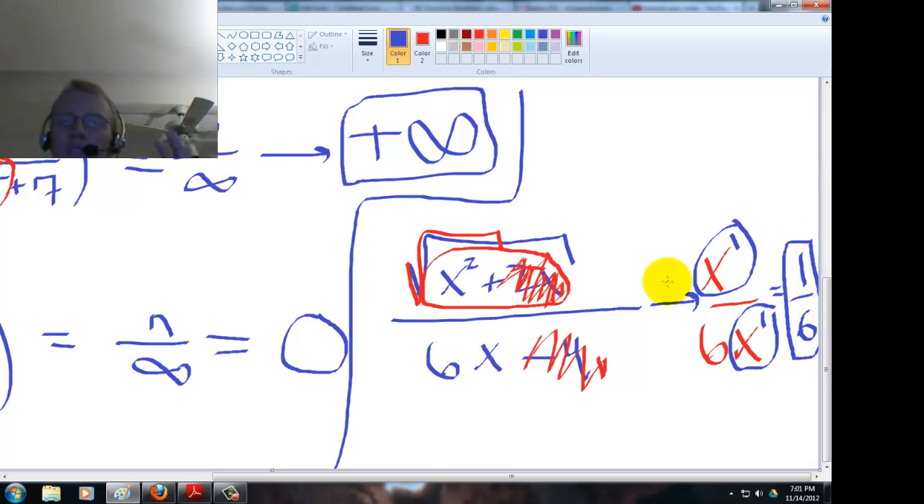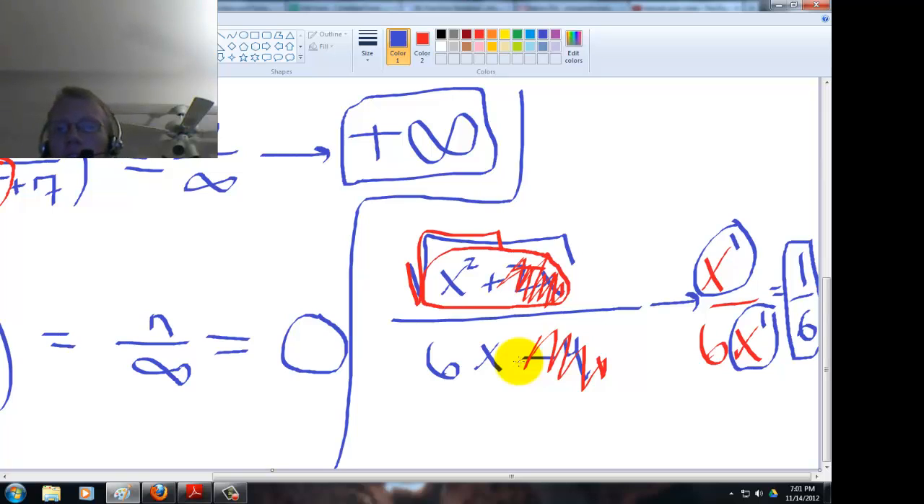And if this doesn't seem intuitive to you, try plugging in numbers. So first try plugging in like x equals 10, and see what you get. And then x equals 100, and then x equals 1,000, and then x equals 1,000,000. And you'll see that the bigger value you make x, the closer and closer and closer this overall result comes to equaling 1/6.